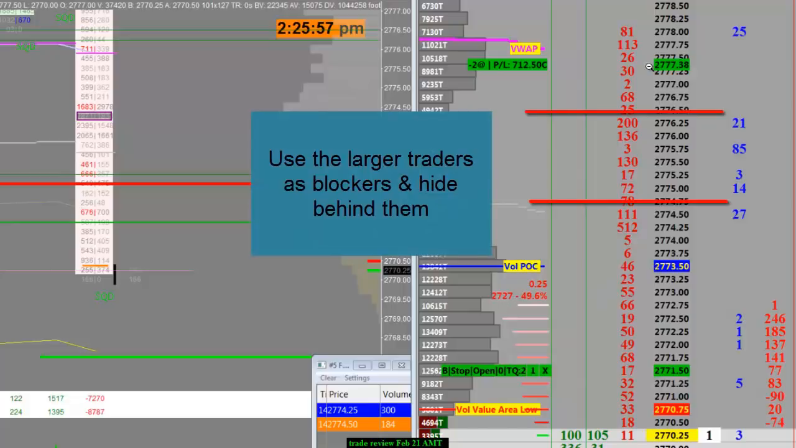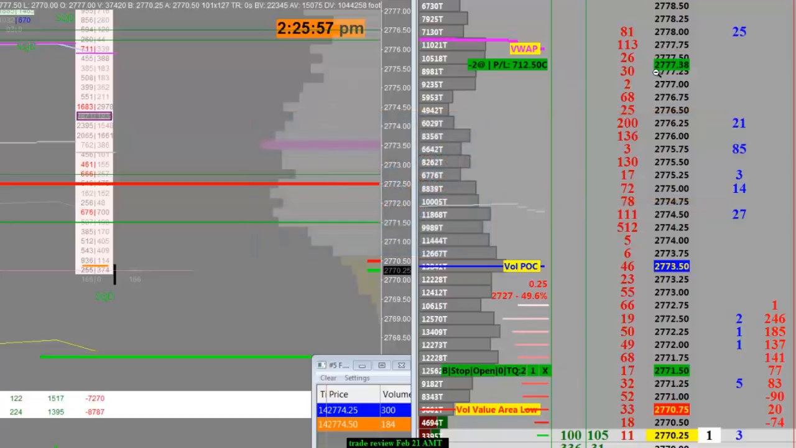Now you can see that again, 78 was my entry. 77 quarter or so was when I got all 5 contracts on. And then we let it trade into the point of control. Took a few off because we got a little bit of a pause.